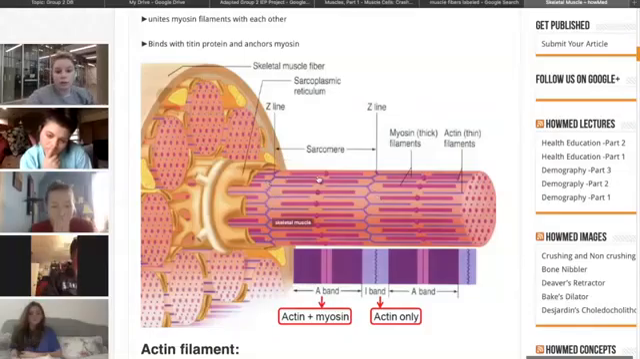Then we have myosin and actin, which are our thick and thin filaments. Your myosin filament is in the middle, M and M. Myosin is in the middle and it's thick. And then your actin filaments are these purple ones, and they're the thin filaments.